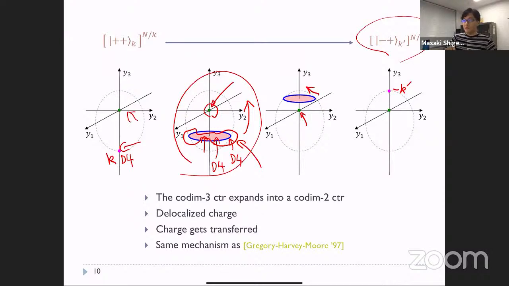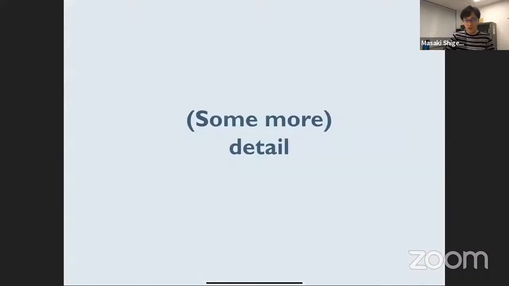Okay, so this is the preview of what I'm going to talk about. Okay, you can ask questions at this point. Okay, maybe I will proceed to the detail.